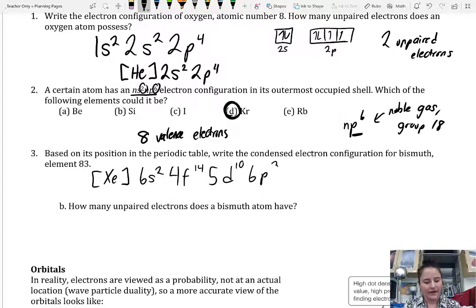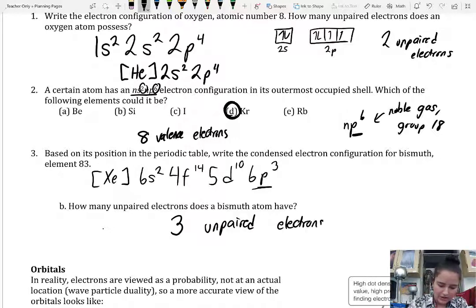Okay, now if we had to talk about unpaired electrons, again, we're focusing on those p orbitals. Okay, p has 3 orbitals, so that's 1 electron in each orbital, so it has 3 unpaired electrons. And again, you just kind of picture that 6p, it has 3 orbitals, so 1 electron in each, and none of them are paired. Okay.